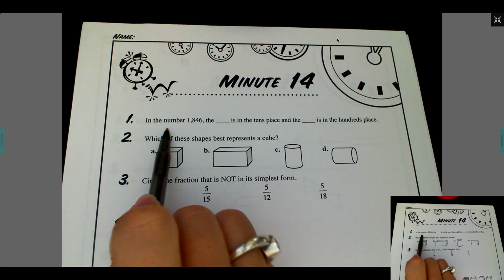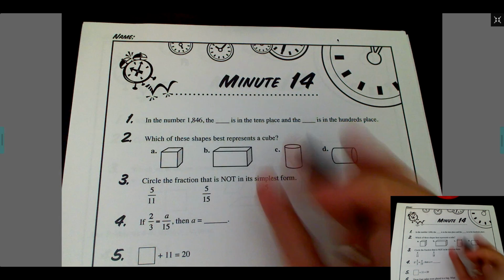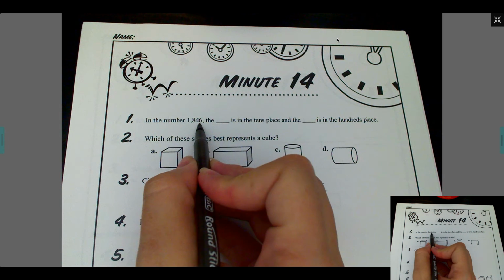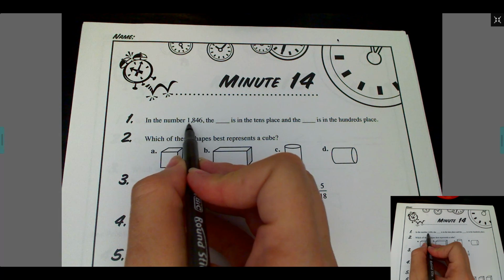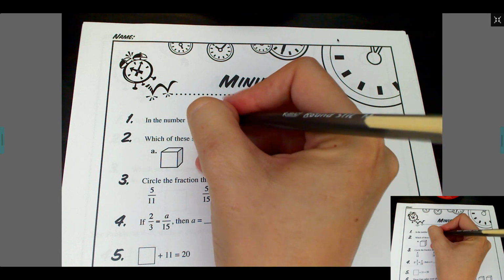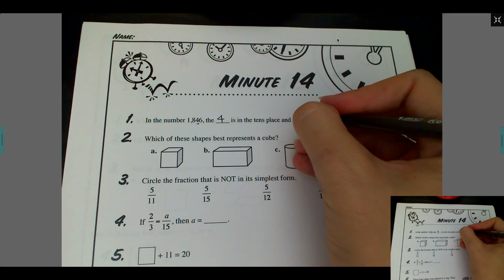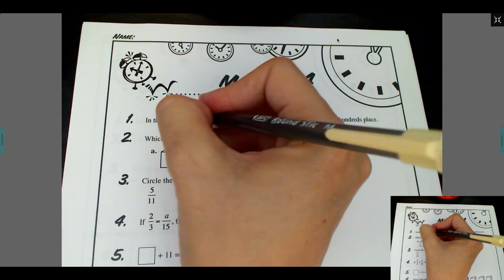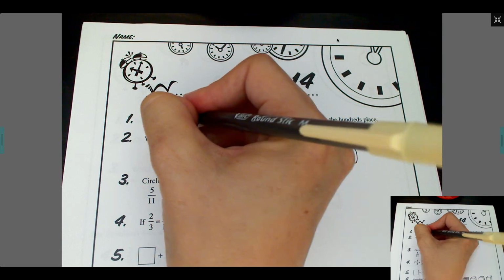In the number 1,846, the blank is in the tens place. So I have ones, tens, hundreds, thousands. So the tens place is the 4. So the 4 is in the tens place, and the 8 is in the hundreds place. So again, you have ones, tens, hundreds, thousands.